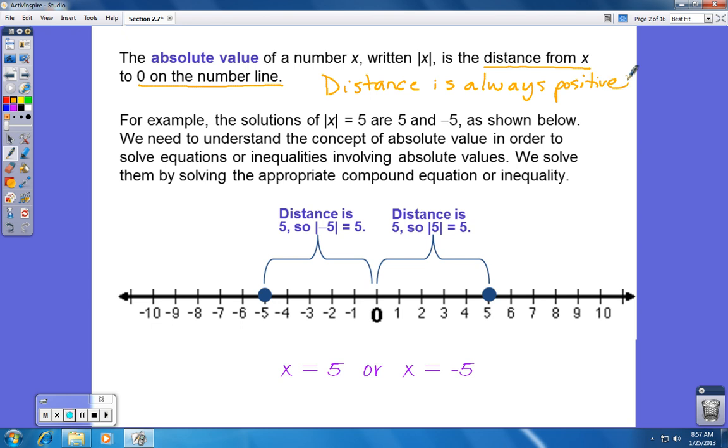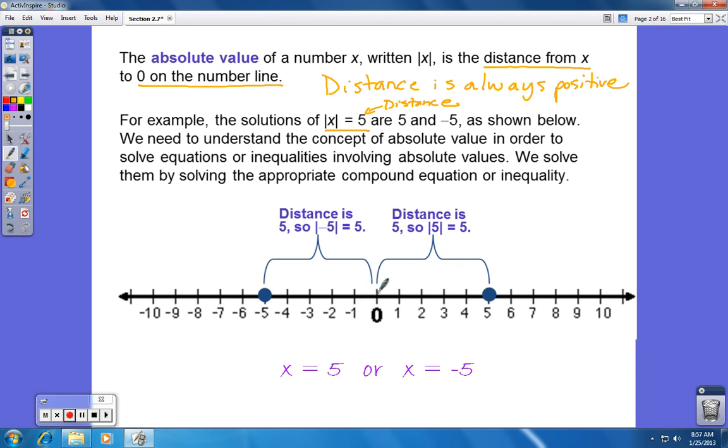So let's look at these two absolute value equations. The absolute value of 5 means that we are looking for a number in the place of x here that's going to give us a distance of 5. So let's look here at the number line. Now remember, absolute value is distance from 0 on a number line.